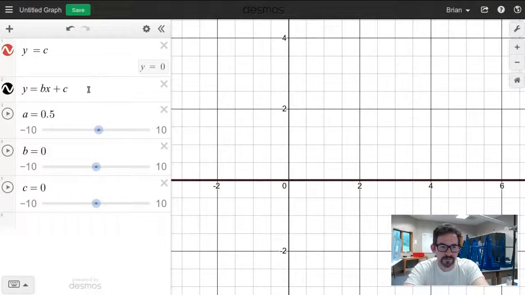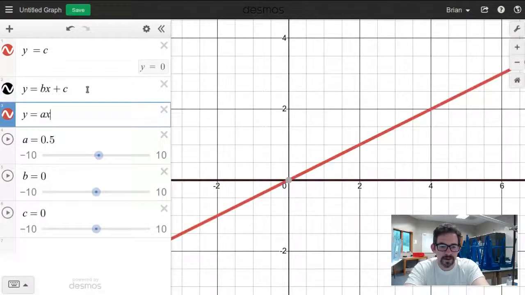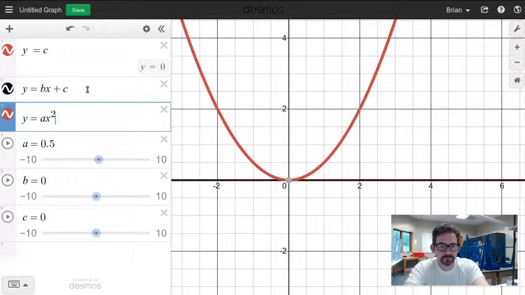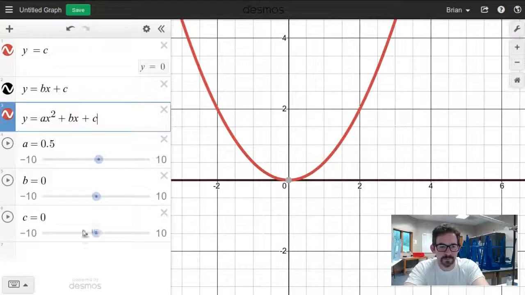And let's finally return to our parabola. We're going to say y equals ax squared plus bx plus c. And notice my b and c here are still 0, so the only thing having any effect is a. So let's take a look at what a does. You can see first, by a existing, it's giving us this curved shape, which you probably know is called a parabola. And let's see what happens when we adjust a.